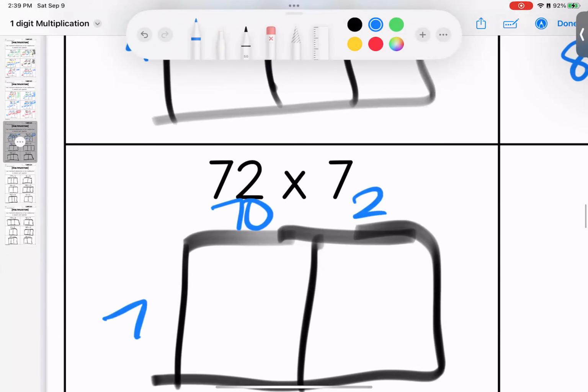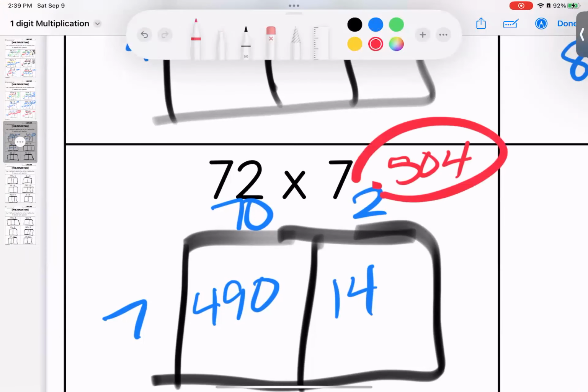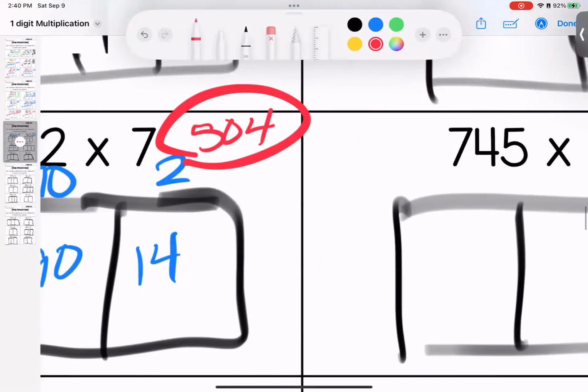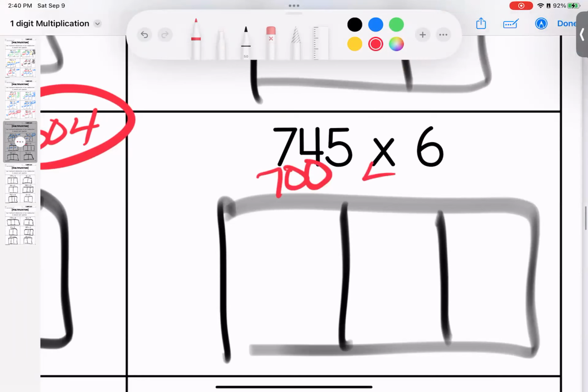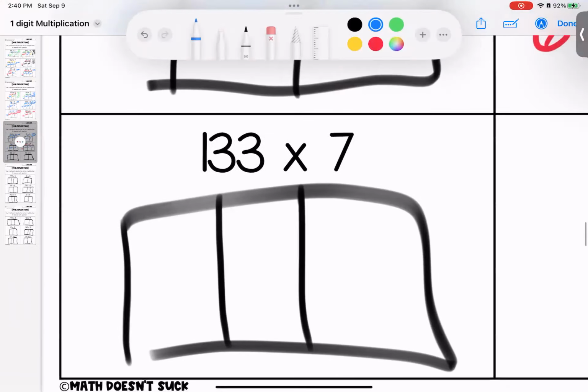72 times 7. 7 times 7 is 49 with a 0. 7 times 2 is 14. 490 plus 14 gives us 504. Oh, I lost my color. There we go. 504. Next one, we have 745 times 6. 6 times 7 is 42, 2 zeros. 6 times 4 is 24, 1 zero. 6 times 5 is 30. 4,200 plus 240 plus 30 gives me 4,470. Two more on this page.